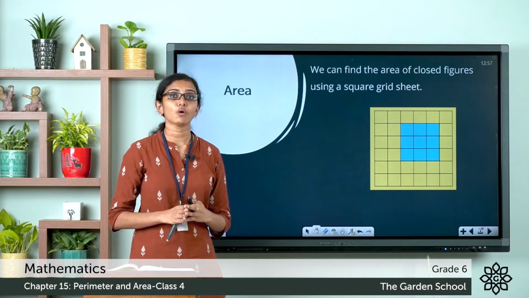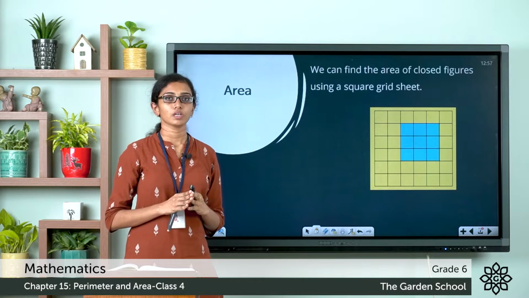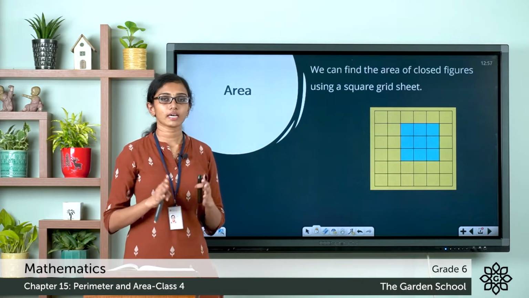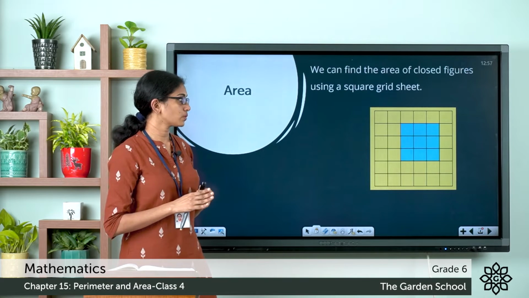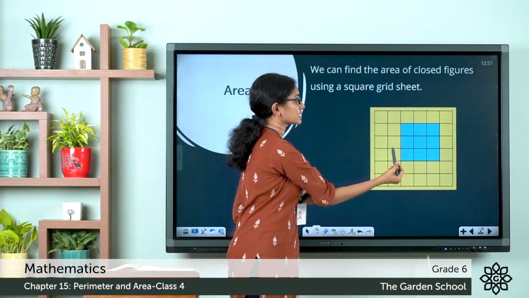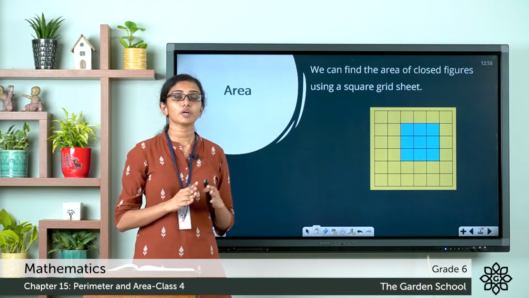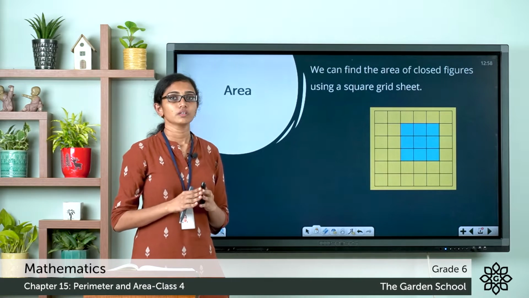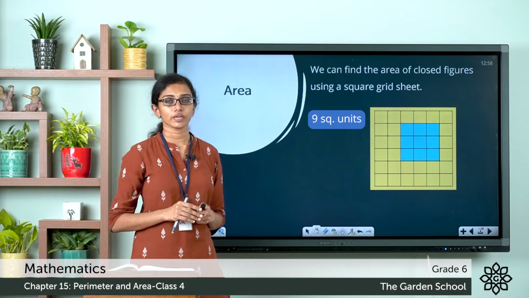We just need to count the number of unit squares covered by the given shape. So, can you say how many squares are covered by this blue square here? Just count the number of unit squares. It would be 1, 2, 3, 4, 5, 6, 7, 8, 9. 9 squares are covered by this square fully. So, we can say this square has an area of 9 square units.